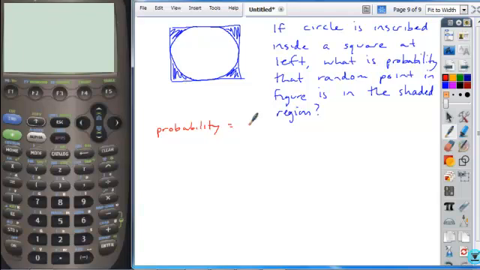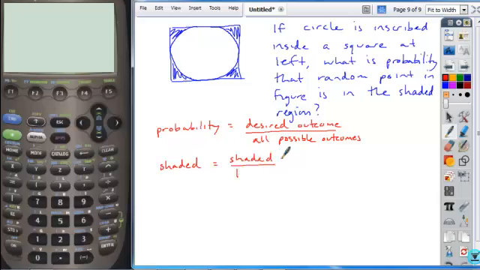All right, so if you recall, the probability is just the ratio of the desired outcome over all possible outcomes. So when you're looking for the probability of this point being contained in the shaded region, that's going to equal the ratio of the shaded region itself to the total, or the shaded area to the total possible area.